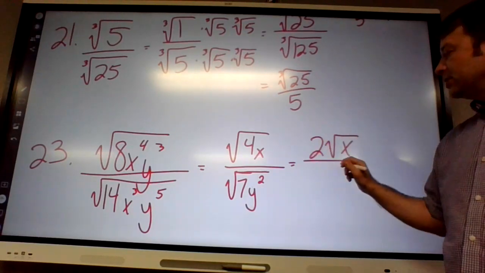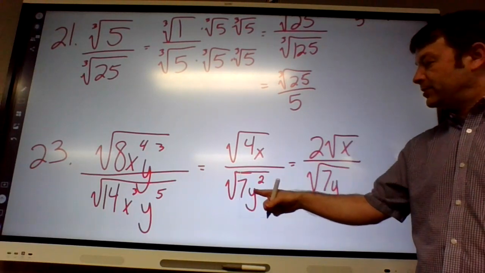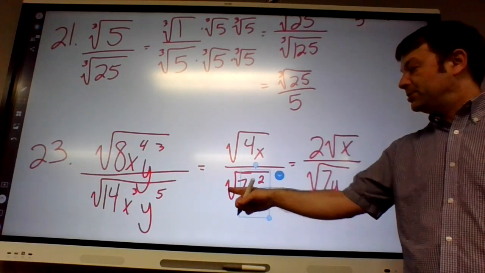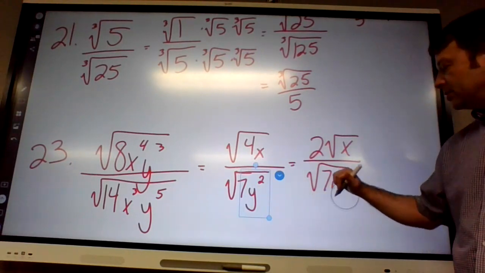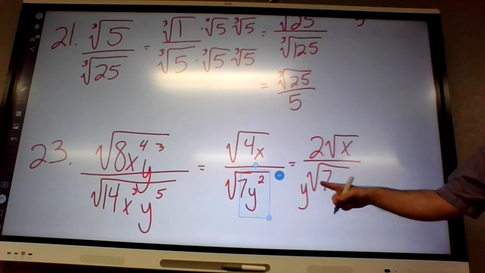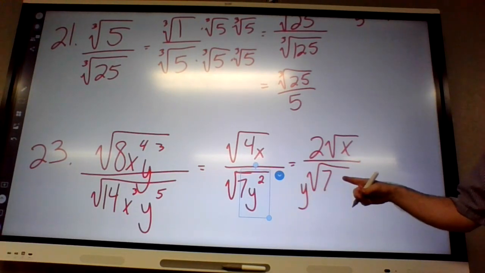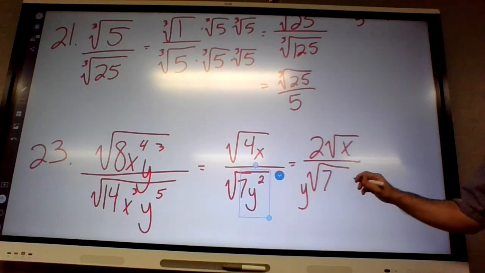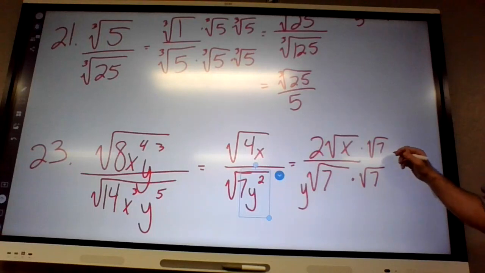Alright, now, oh yeah, we can take the y out. I didn't even notice that. The square root of y squared is y. Now the y is fine, I can leave it there. But the square root of 7 is an issue. So how do I fix the square root of 7? Times it by square root of 7.